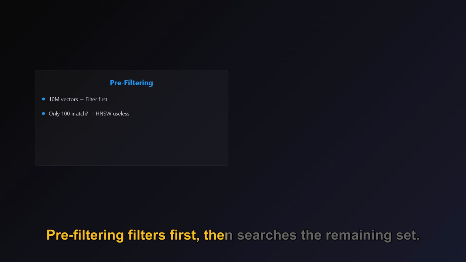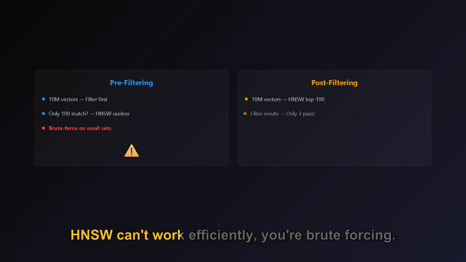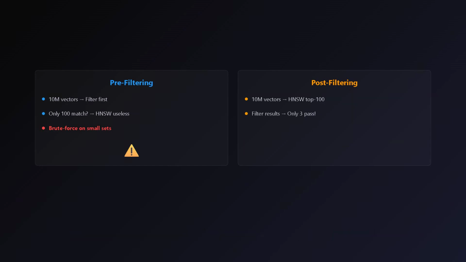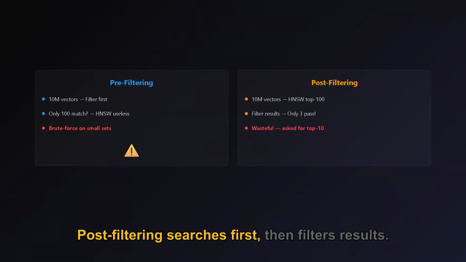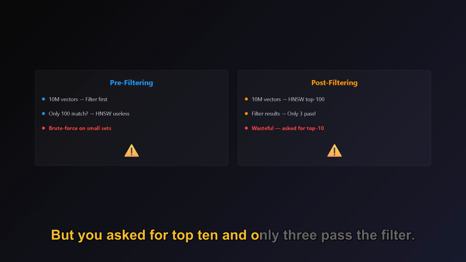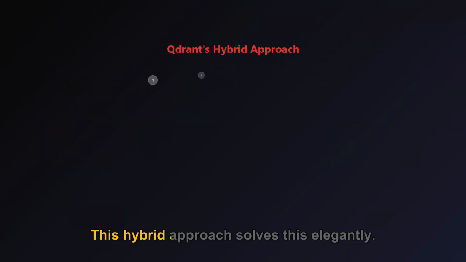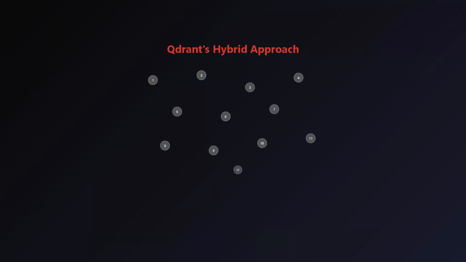Pre-filtering filters first, then searches the remaining set. But if only 100 vectors match your filter out of 10 million, HNSW can't work efficiently, you're brute forcing. Post-filtering searches first, then filters results. But you asked for top 10 and only 3 pass the filter. Wasteful.